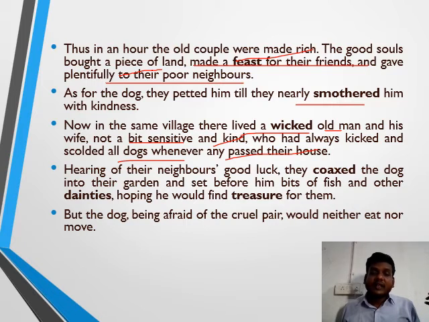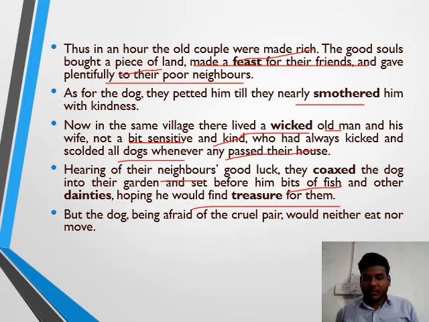Here, hearing that these neighbors had good luck, the wicked old man cooks delicious food and sets it in the garden for the dog, with fish, little fish and delicious food, hoping the dog will find treasure for them. He thought, if I give food to the dog, it will also find some gold coins for me.